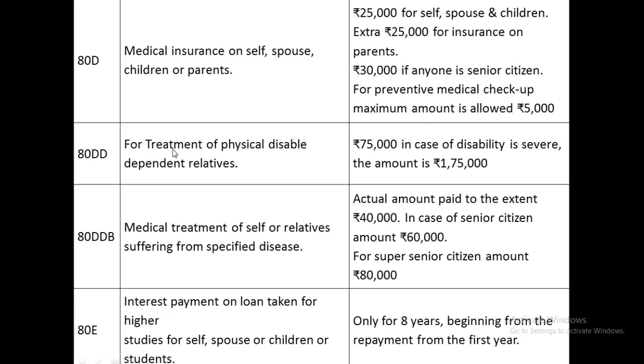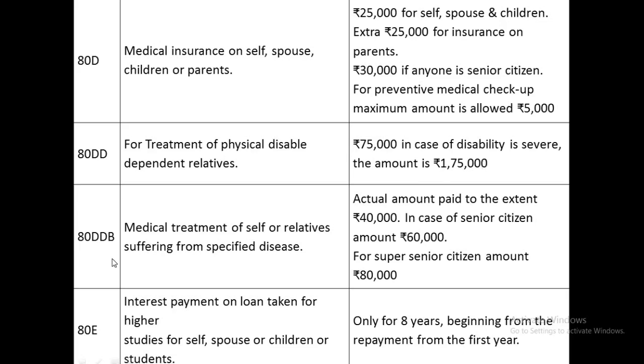The next, 80DD, is for treatment of physically disabled dependent relatives, that means rehabilitation of handicapped dependent relatives. This will not be allowed to the assessee himself. This will be given only in relation to the dependent relatives. The amount of deduction will be a fixed amount of rupees 75,000 in case of minimum disabilities, and in case of severe or maximum percentage of disabilities, he can claim a fixed deduction of rupees 1,25,000.